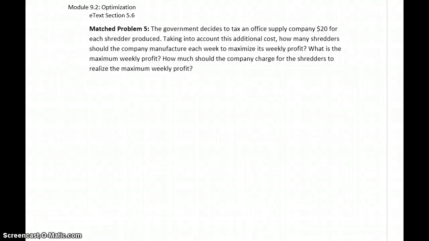So we're still talking about the same company. We're still looking at maximizing profit in this particular problem. But what's changing is that now a tax has been imposed on the product we're producing. And in addition to our other costs, we're now going to be charged $20 per shredder as this government tax.